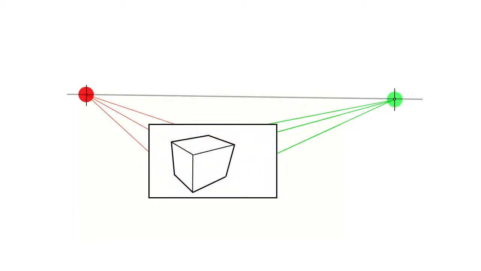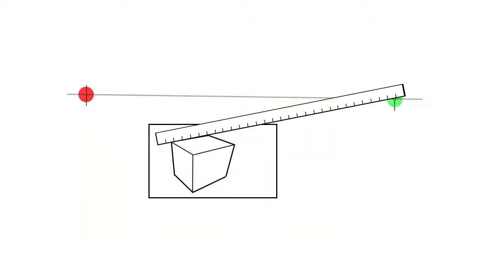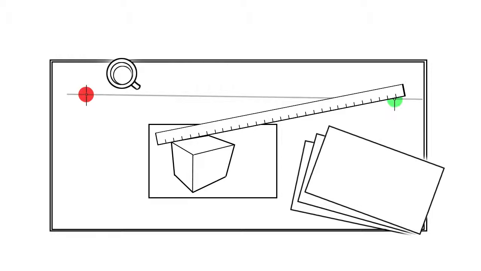And if you've ever tried doing perspective with rulers, this is one of the big stumbling blocks. You would need a really long ruler, and also you would have to go way outside of the paper, so you'd need a really big desk. So we're going to avoid these problems by learning to sketch perspective in freehand.